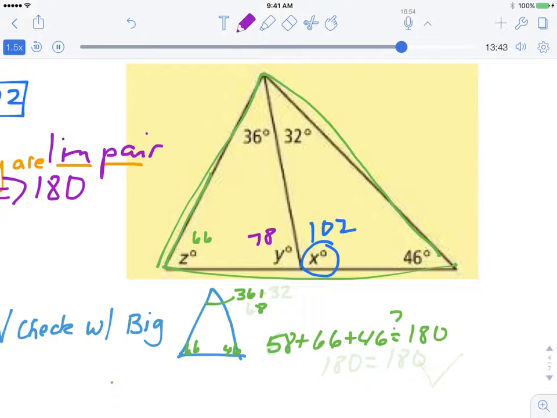So 68, let's see, I made an error here somewhere. 66, 56. Did I copy one of them down? Oh, I put 22 instead of 32. That's what I did here. So this is a 32. And so this is 68, and this is 68. There we go. All right, so now when we add that up, we get 180 equals 180, and it checks.